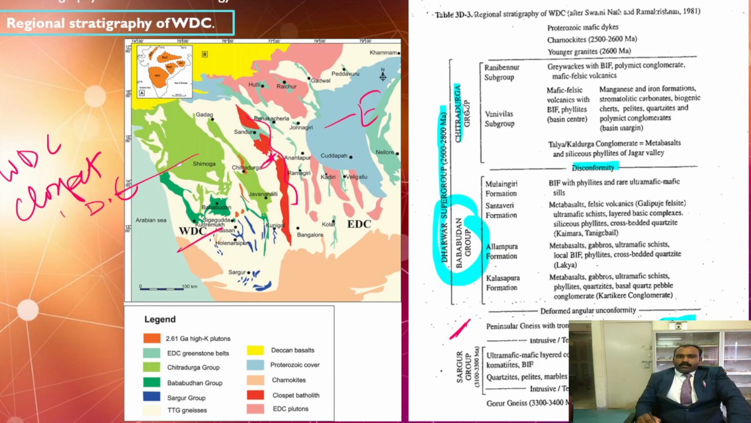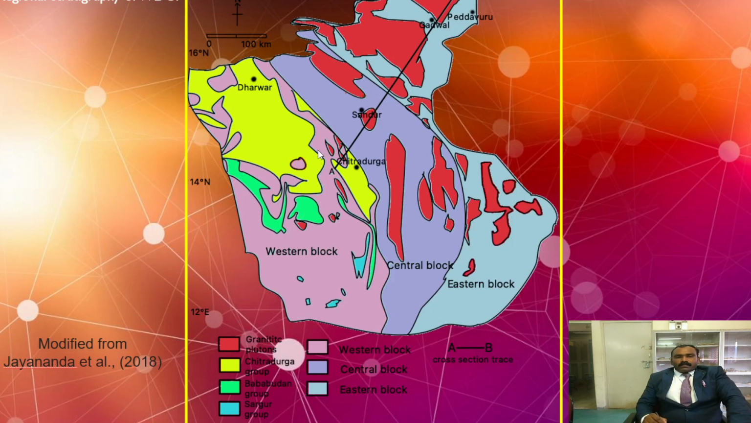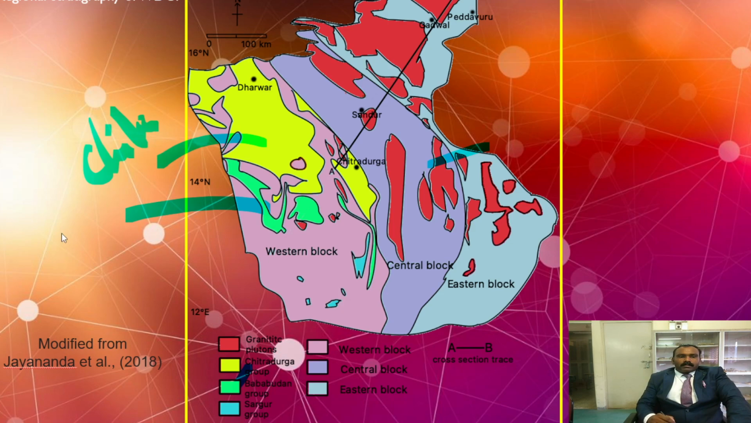And the other most important charnockites, particularly the young charnockites or the young plutonic rocks, may be exposed in the topmost portions of the same region. So this is all about the Western Dharwar craton and the Eastern Dharwar craton. Here we will find the Baba Budan group and the Chitradurga group. This is Chitradurga and this is Baba Budan.